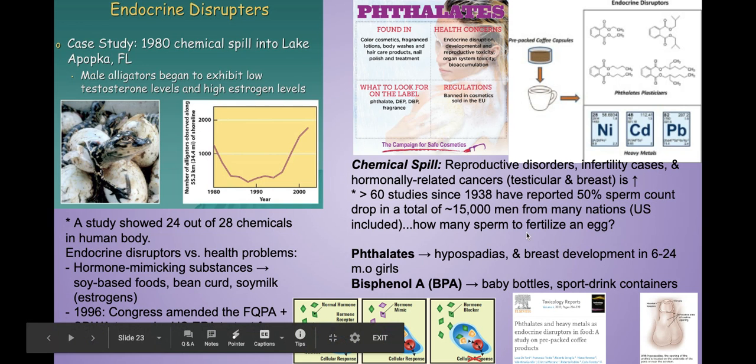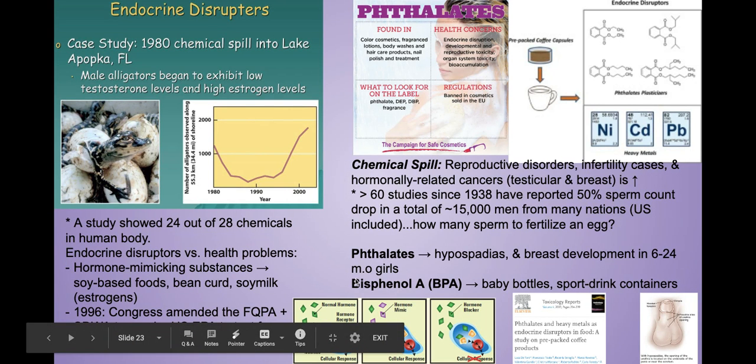Okay, phthalates. Phthalates have been found to cause hypospadias, and hypospadias is what I have in this picture over here. A hypospadias is when the urethra of the male is located at a different place instead of the regular place that is usually here. It's going to be located at the base of the glans or under it. So it's in places where it's not supposed to be, and that is not normal, right? Phthalates also cause breast development in babies or in girls between 6 and 24 months old, which is not normal.